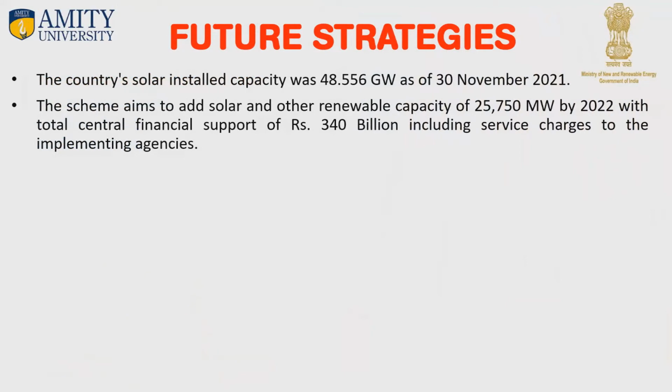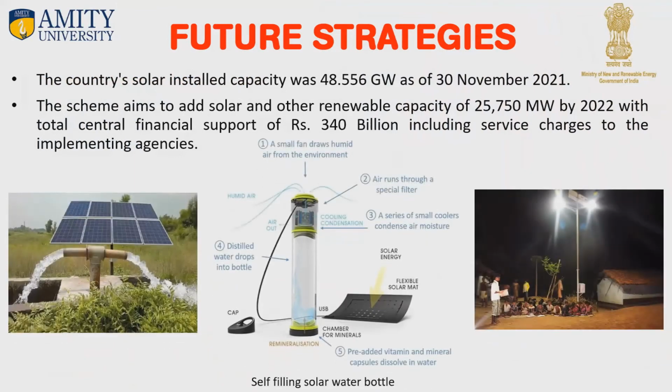Coming to the future strategies which India aims at achieving. The country's solar capacity as of 30th November 2021 is 48.556 gigawatts. Under the PM Kusum scheme, India aims to generate 25,000 megawatts of energy with a total financial support of 340 billion. This scheme includes 10,000 megawatts of decentralized ground-mounted grid-connected renewable power plants of individual plant size up to 2 megawatts. Also, India plans to install solar-powered agriculture pumps with an individual pump capacity up to 7.5 horsepower.